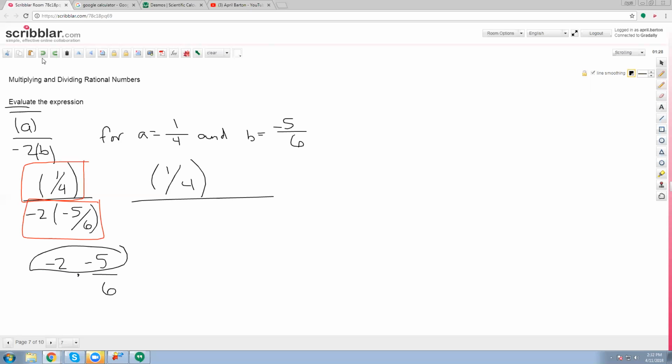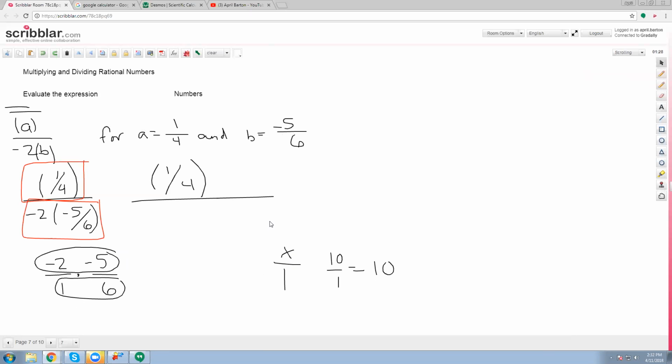The reason is that any whole number is technically that number over 1 to make it a fraction. I can take anything and make it a fraction by putting it over 1, because when you divide by 1, 10 divided by 1 is still 10. Fraction multiplication is top to top and bottom to bottom, which is not the same as addition or subtraction. Addition or subtraction is a different rule. So we multiply straight across: -2 times -5 and 1 times 6.